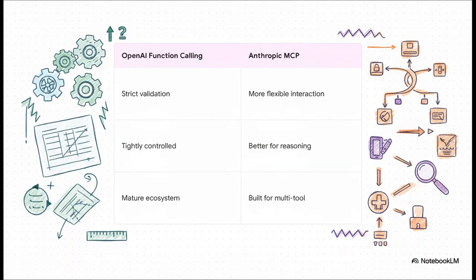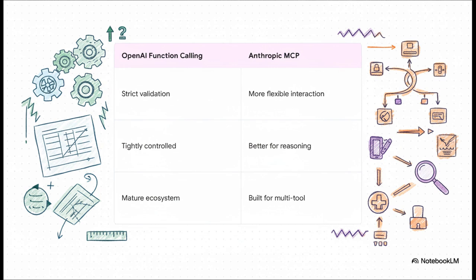Right now, we're basically seeing two main schools of thought. On one side, you've got OpenAI's function calling. It's been around for a bit, it's mature, and it's very strict. You give the AI a very detailed instruction manual for a tool, and it follows it. It's super reliable for straightforward tasks.